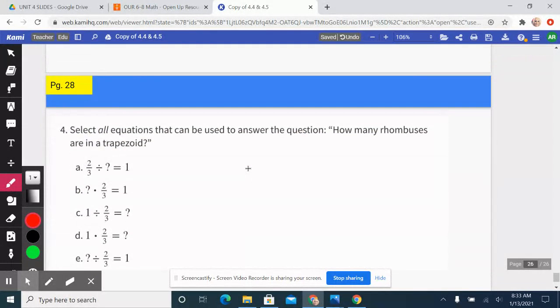Okay, and then this will be our last one. Select all equations that can be used for this question. How many rhombuses are in a trapezoid? Okay, so it would be B. So something times 2/3 makes 1. Okay, and then our next one, we need to find the equation that looks like this, right? So C would be the other one. So once you find the multiplication equation, you're looking for the opposite equation for the division. So notice how the whole is here, the whole will then move to over there. That's just a clue for when you do your practice right now.